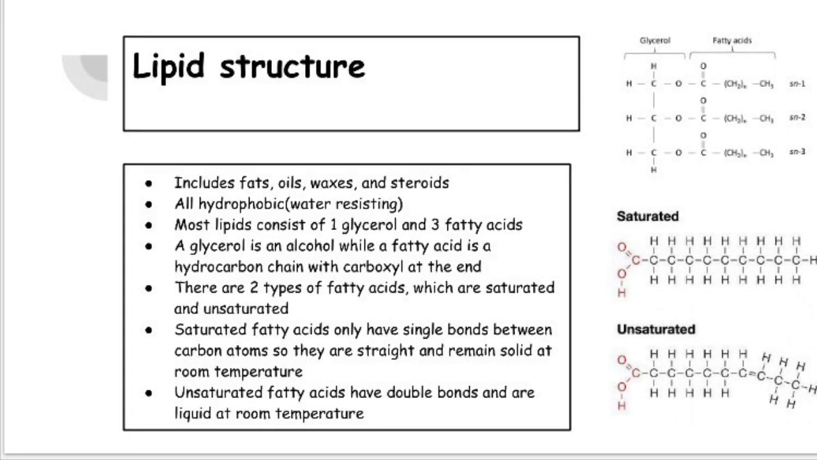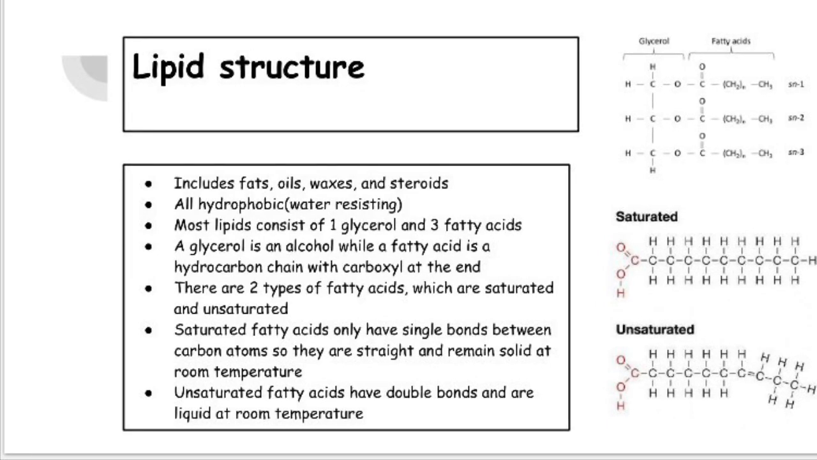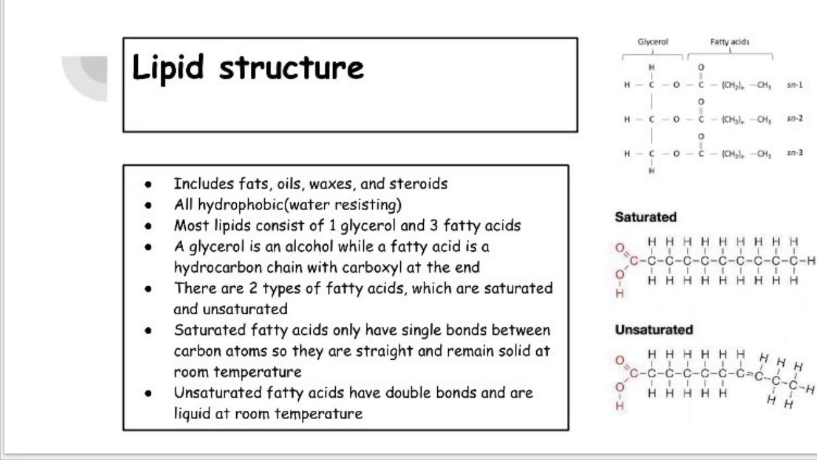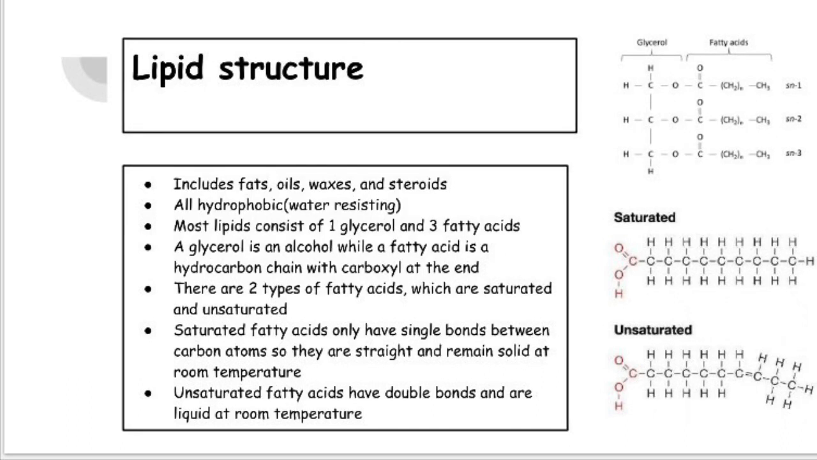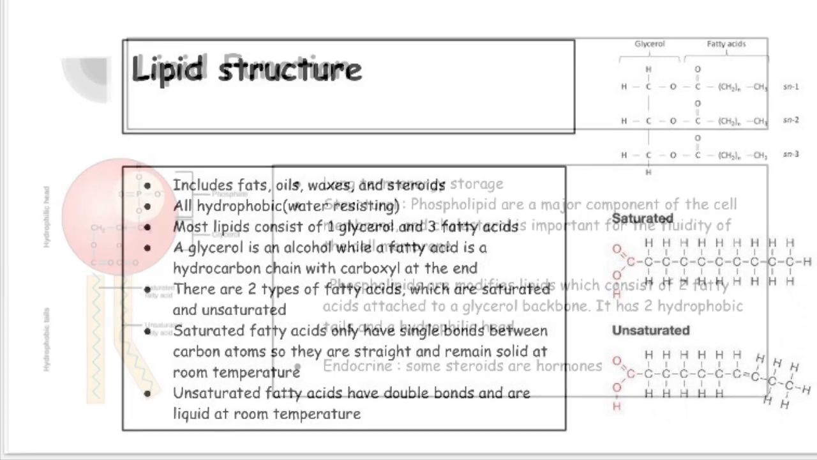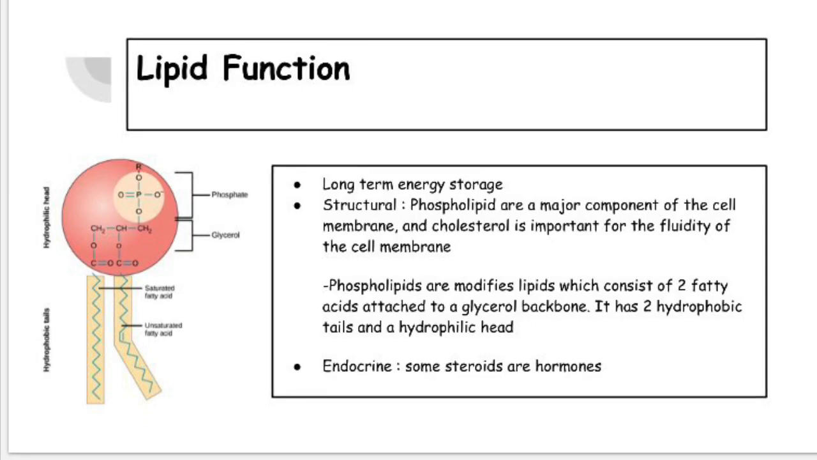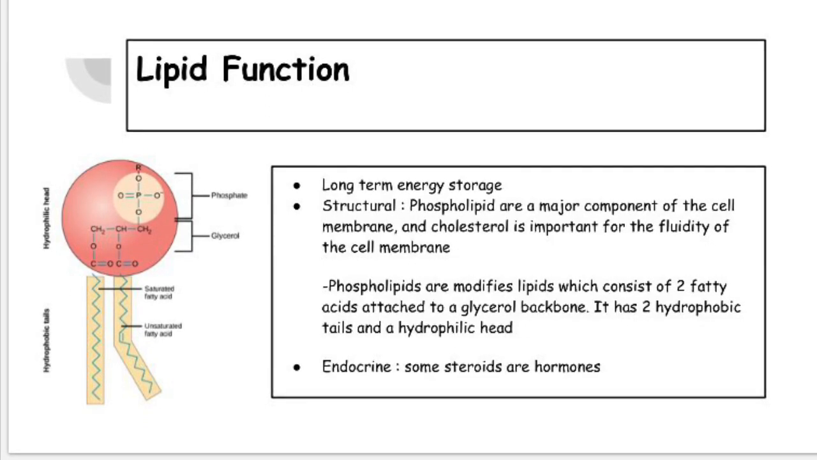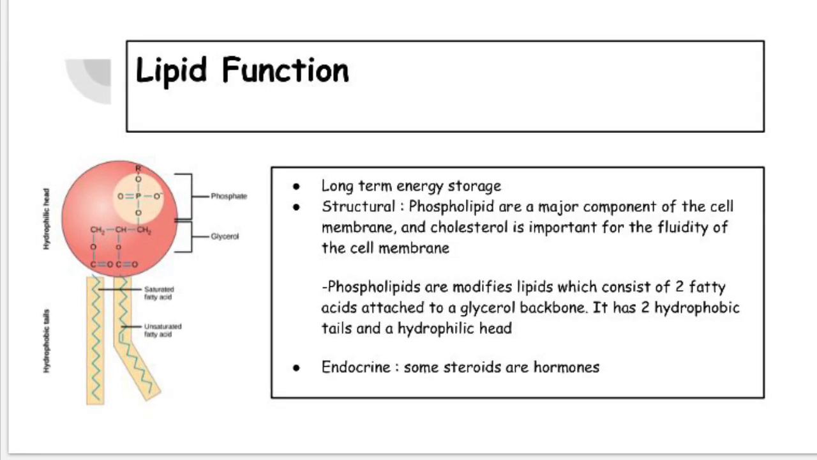There are two types of fatty acids, which are saturated and unsaturated. Saturated fatty acids only have single bonds between carbon atoms, so they are straight and remain solid at room temperature. Unsaturated fatty acids have double bonds and are liquid at room temperature because of those kinks, as you can see at the bottom. The functions of lipids include long-term energy storage and structural.